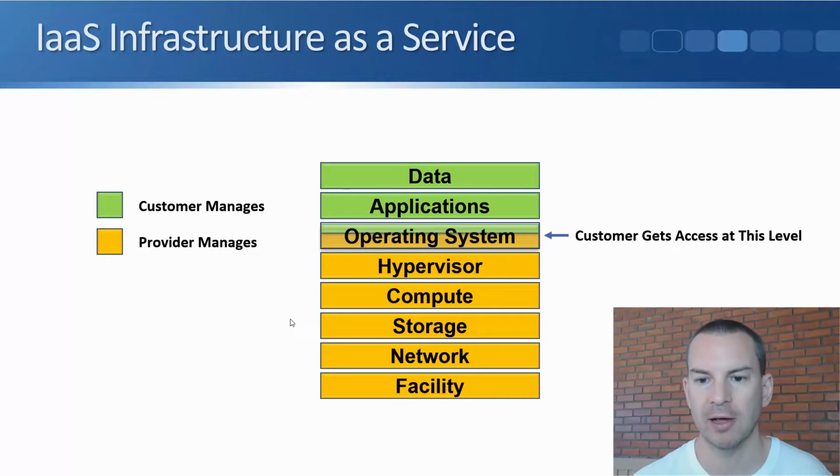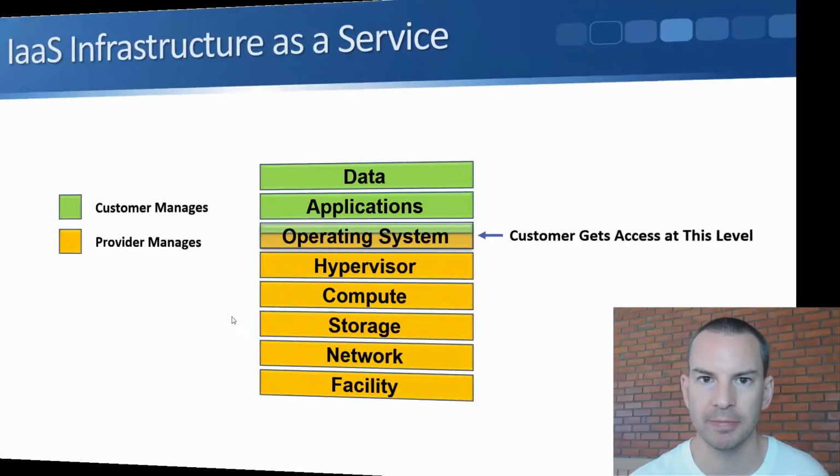This is a reminder from the last lesson. With IaaS, the provider will manage from the facility up to the hypervisor, and the provider will also install the operating system and may patch it as well. The customer gets access from the operating system level, so they can customize the operating system as they want. They also install the applications they want on there, and will be looking after their own data. So let's have a look and see how that works in AWS.